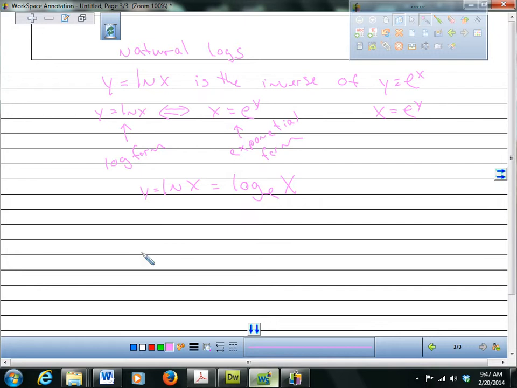Find, so what if they said find natural log of e to the 5? Natural log of e to the 5. What do you think? Who thinks they know that?